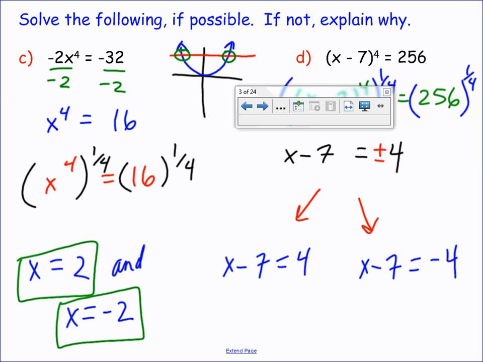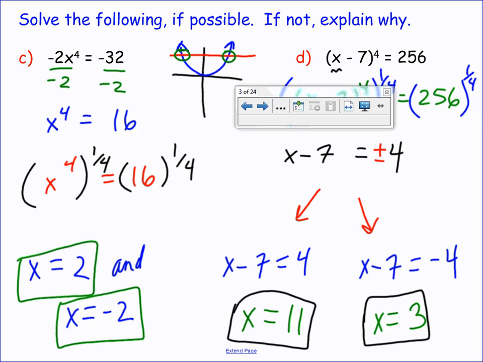Now we can finish it out by adding 7 to both sides. It looks like x equals 4 plus 7 is 11, or x equals negative 4 plus 7 is positive 3. Let's go ahead and check that in my original. So I'm going to take 3 and put it in my original. 3 in for x. 3 minus 7 is negative 4. Negative 4 quantity to the fourth would be negative 4 times negative 4 times negative 4 times negative 4 is 256. So we have found our solutions, and there are two of them.